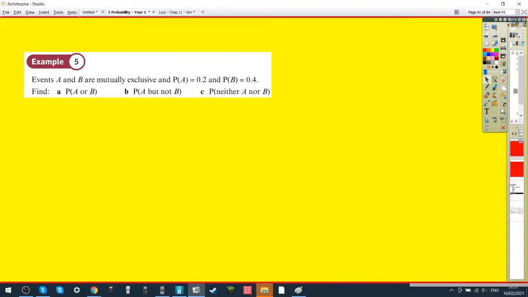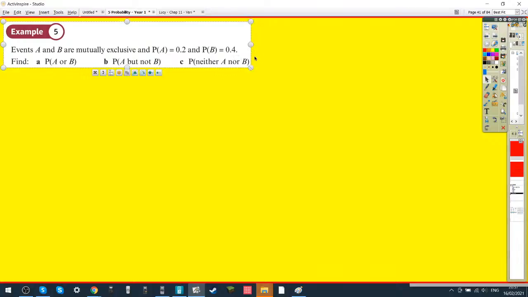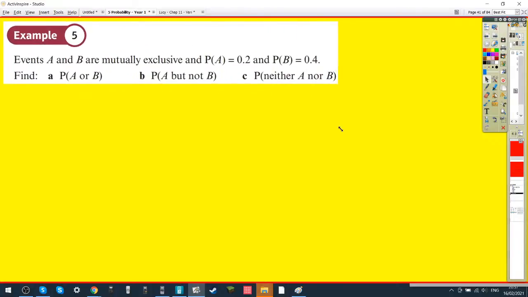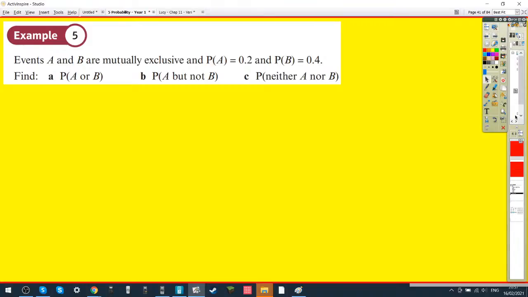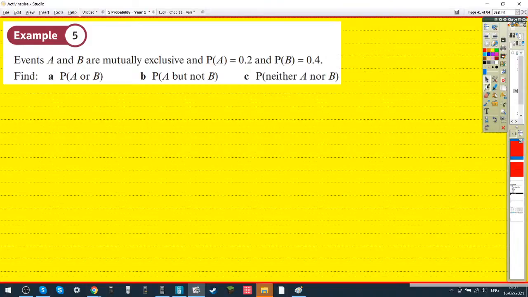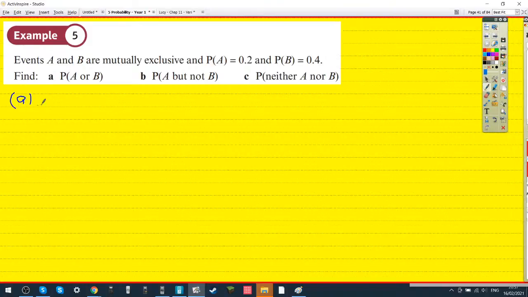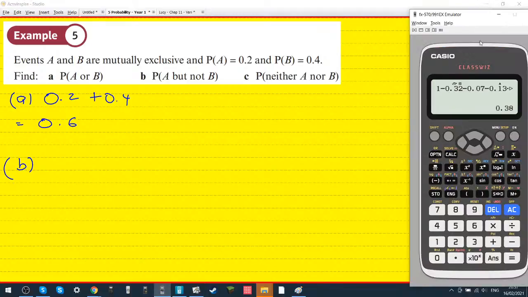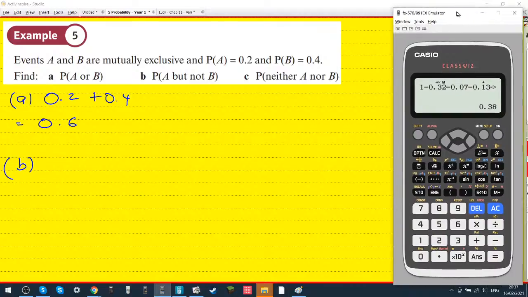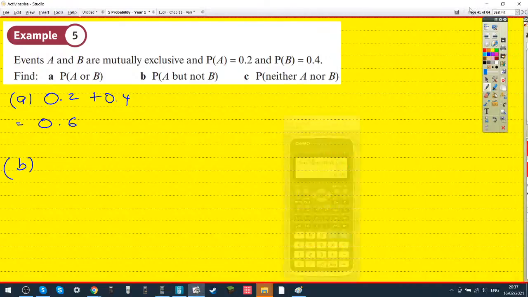Testing me already. Let's try this. So would you add 0.2 and 0.4? Which is 0.6. Yeah. B. Would you do A but not B? 0.4 minus 0.2.